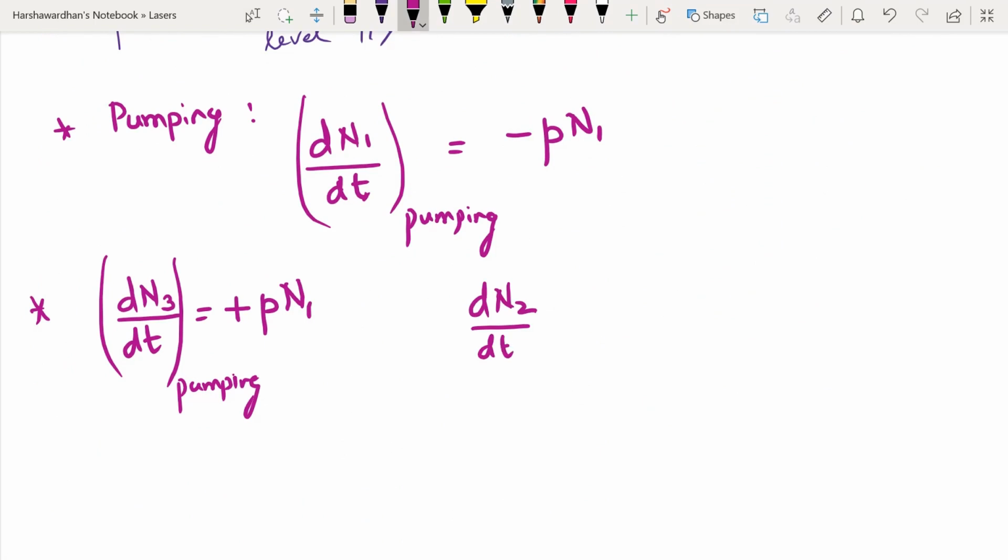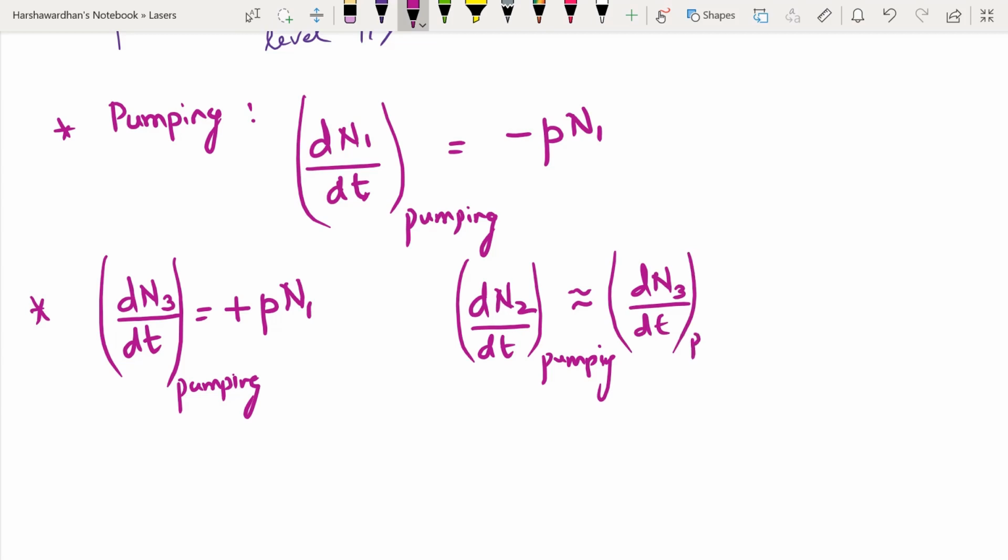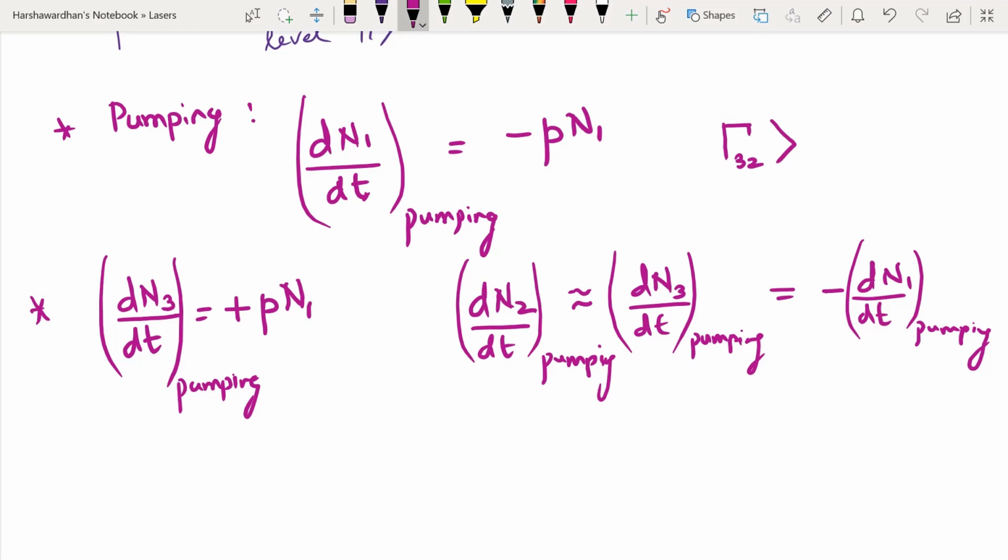So the claim I'm making is that dn2 over dt, due to pumping, of course, is almost equal to the rate at which the level 3 is being pumped. Actually, it's exactly equal in our model here. Whatever is put in level 3 quickly goes into level 2, and we know what that is, right? This is precisely equal to minus dn1 over dt due to pumping, right? So this is an assumption that I am making, and it has to do with the fact that gamma 3.2 is much larger, that the rate is much larger than either gamma 2.1 or the pumping rate or any other time scale that is involved in the problem, right? So this is a major assumption that I have made.